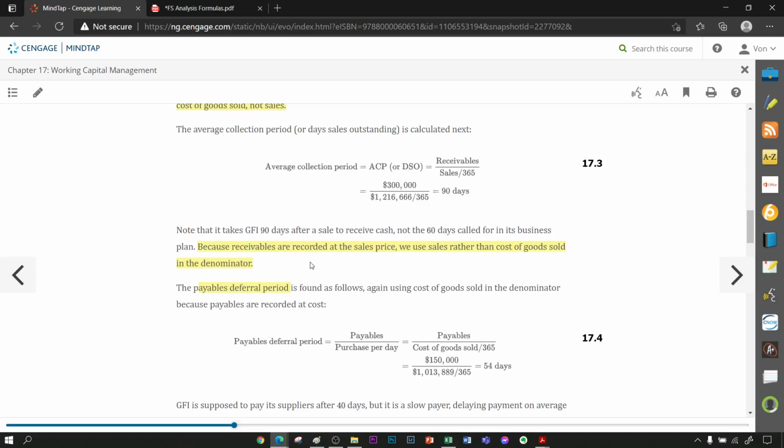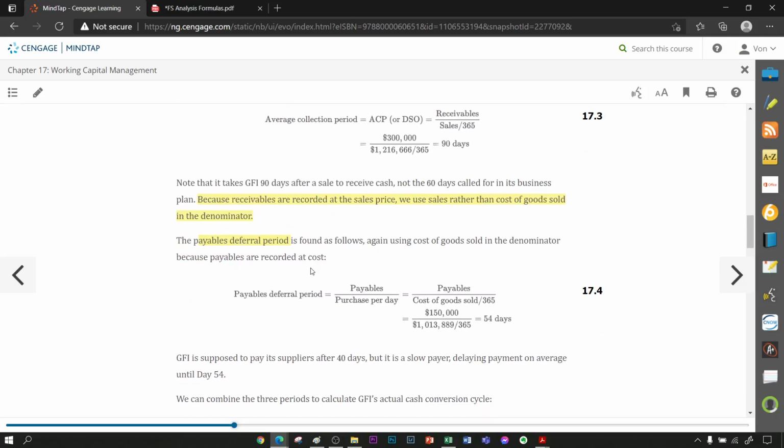Okay. Ano yung huli natin kailangan malaman para makompute natin yung cash conversion cycle? Payables deferral period na lang. Okay. So, ito, medyo bago sa'yo to. Sulat mo sa index card mo. Payables deferral period is found as follows. Again, using cost of goods sold in the denominator because payables are recorded at cost. Okay, so ito yung formula. Payables deferral period is equal to payables divided by cost of goods sold over 365.